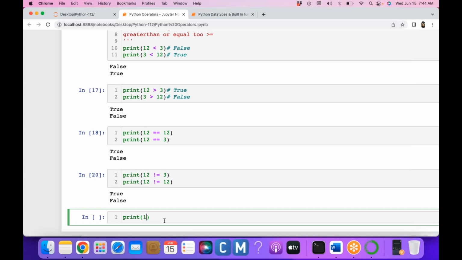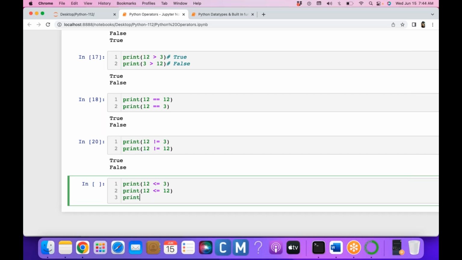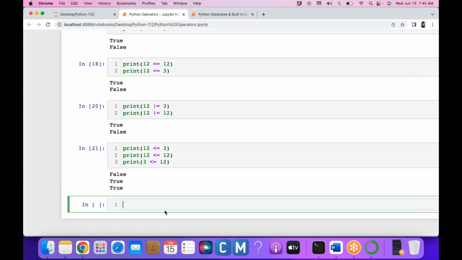Less than or equal to. That means 12 less than symbol or equal to 3. In this situation 12 is not smaller than 3, so it will be false. Even if both are the same, that situation also will be true, or else if the left side data is smaller than the right side data. In these two situations it will be true, otherwise it will be false.